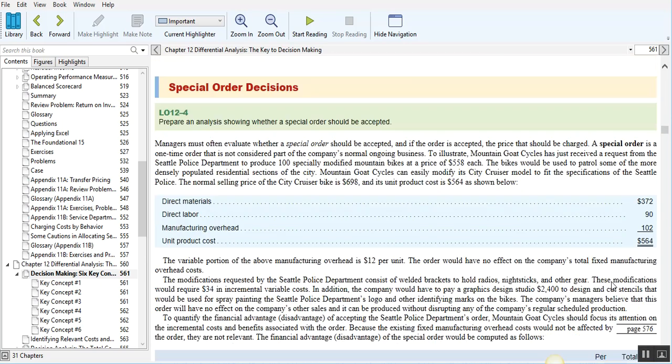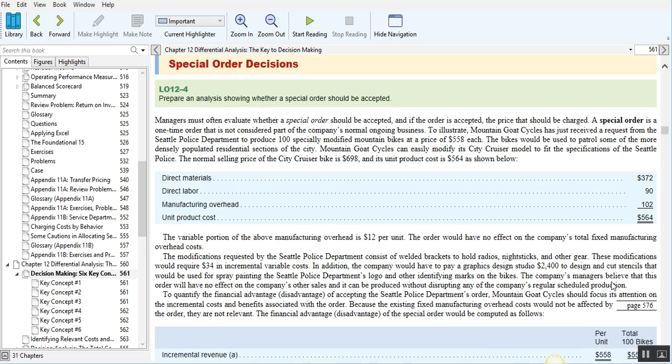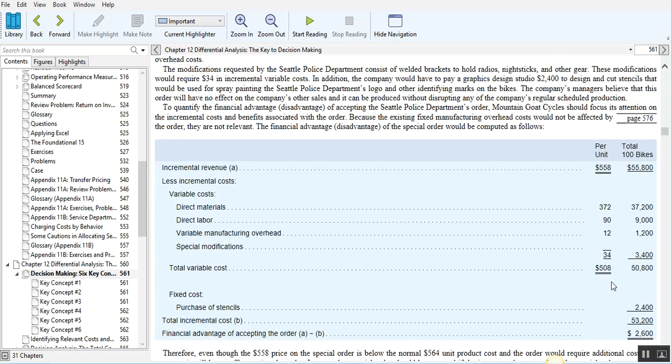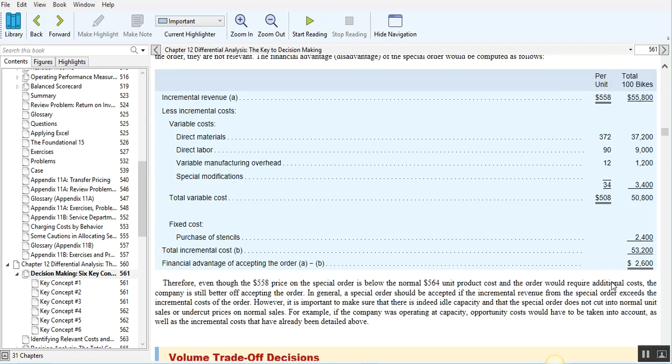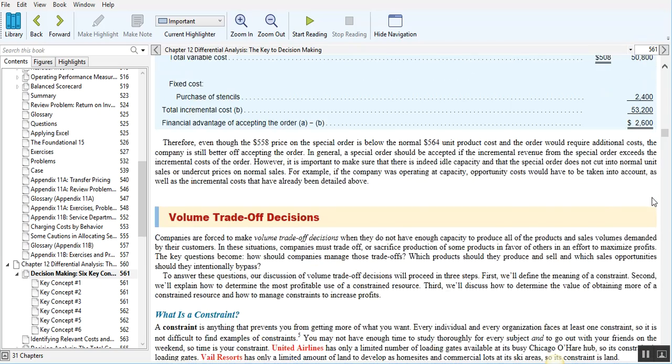And the other thing is whether we accept a special order or not. This is another kind of decision that we're going to make. So if somebody approaches us and says, I'll pay you X dollars for this particular special order, you have to be able to compare that and say, okay, well, what are my costs and what am I going to earn on this? What kind of contribution margin will I have? And what is the financial advantage or disadvantage? So you see that comparison here with a special order.